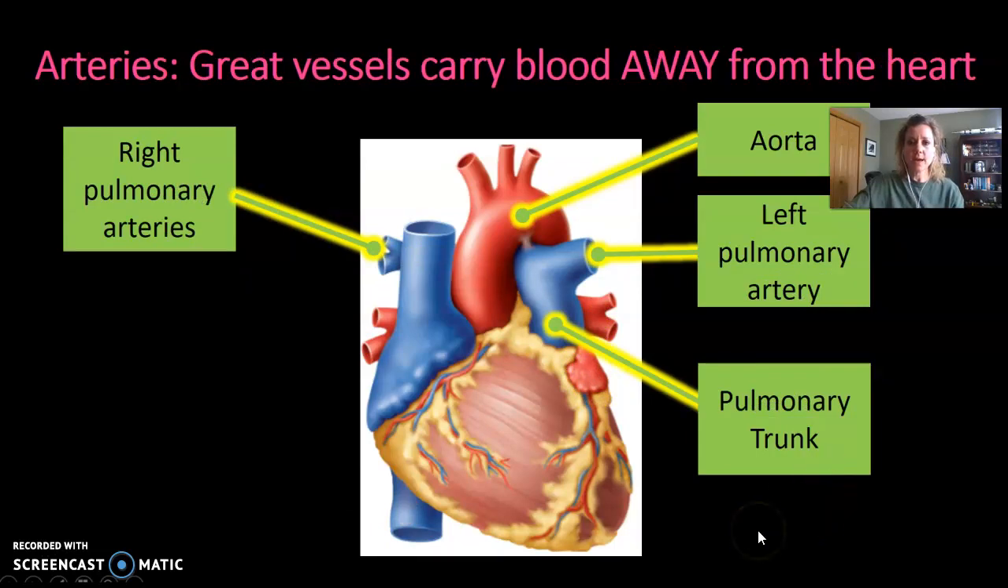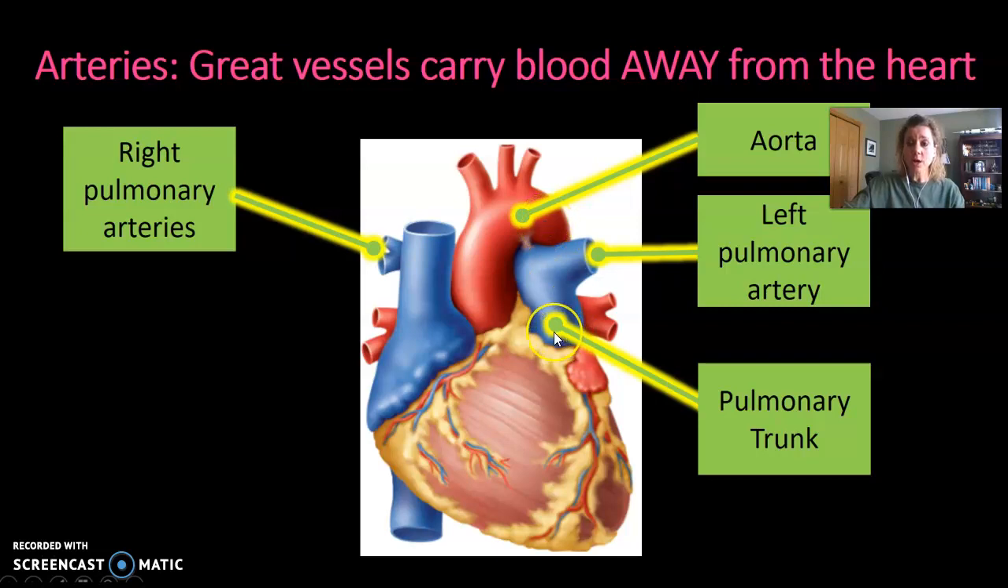All right, we also have great vessels that are considered arteries. The main artery that you probably know is the aorta. It's this large arching blood vessel. It has these three branches up at the top. These are branches you don't need to know the names for. It's going to carry oxygenated blood from the left ventricle out to the rest of the body.